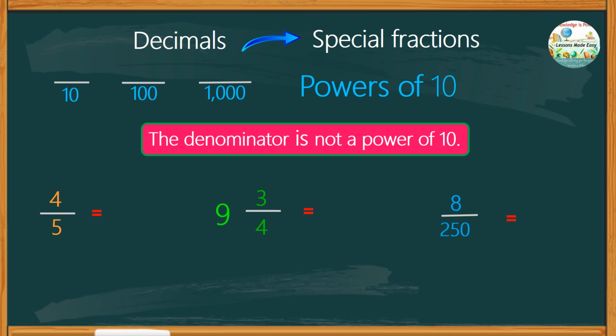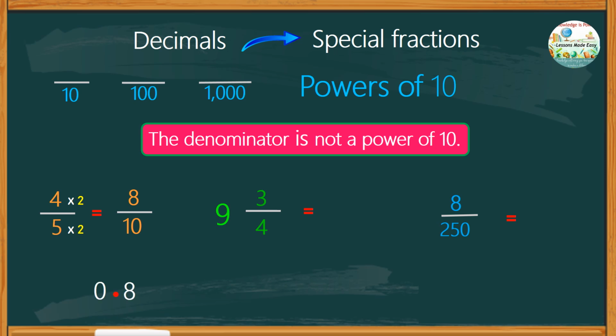When the denominators are not powers of 10, we simply convert the denominator to 10 or any power of 10. For the first fraction, the denominator is 5, which can be multiplied by 2 to get 10. Do the same with 4, multiplied by 2, we get 8. 8 over 10 can now be converted to decimal as 0.8.